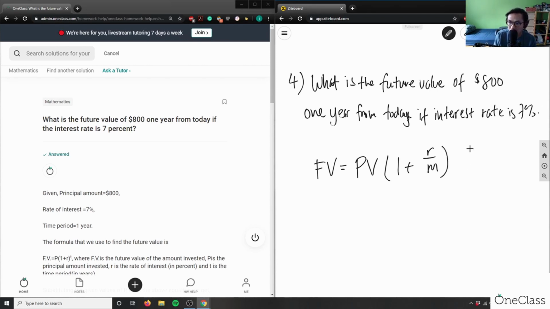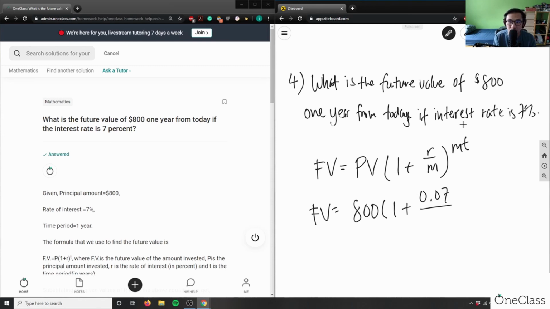And then we have M here again times T. T here would just be the time, right? So in this case, it's 1 year. So let's solve for this problem. FV, here's future value. So we're solving for future value. Our present value is 800, right? $800 is what we have now. And we have 1 plus the rate, in this case 7%. We have to convert that to a decimal.